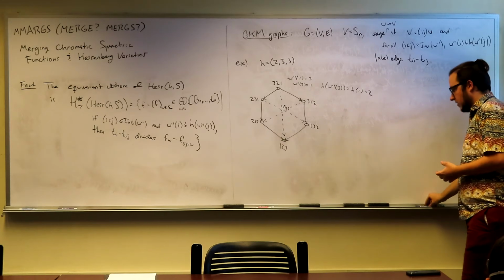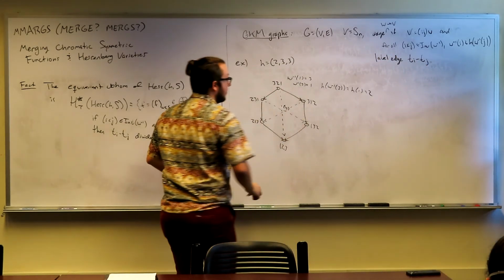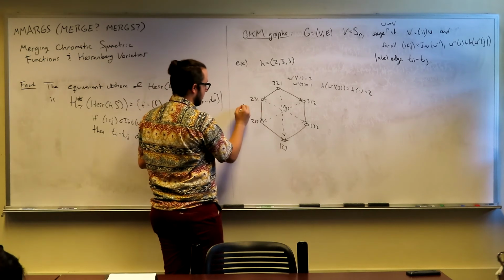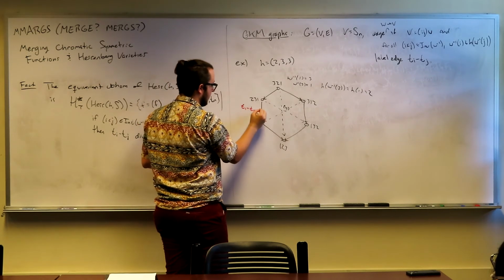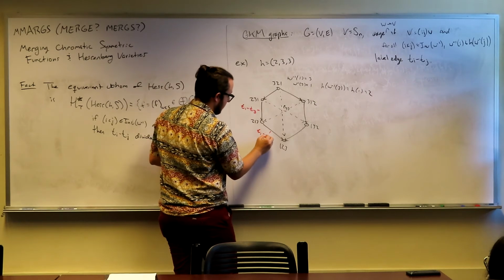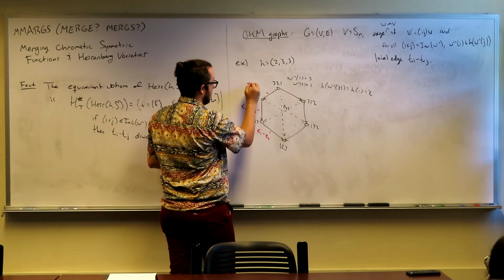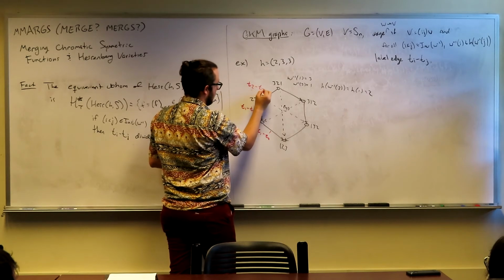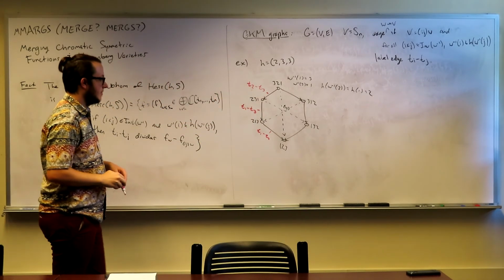In addition, we label the edges by this polynomial corresponding to what transposition they differ by. So this edge is t1 minus t3, this edge is t1 minus t2, and this edge is t2 minus t3, and so on. You can label all the edges in that way.